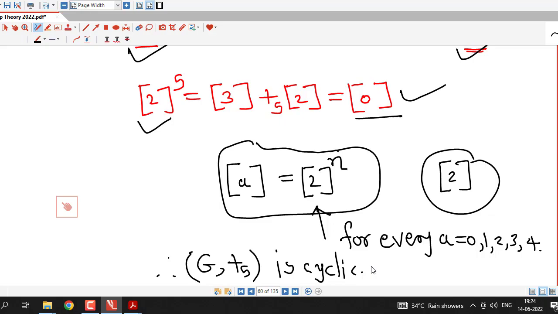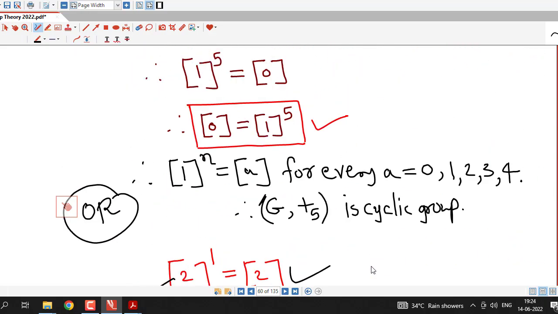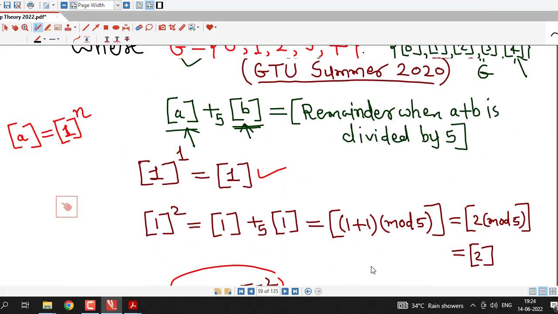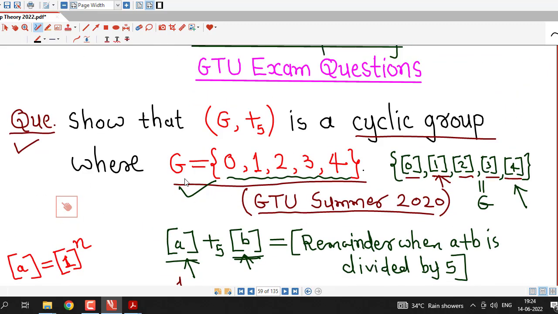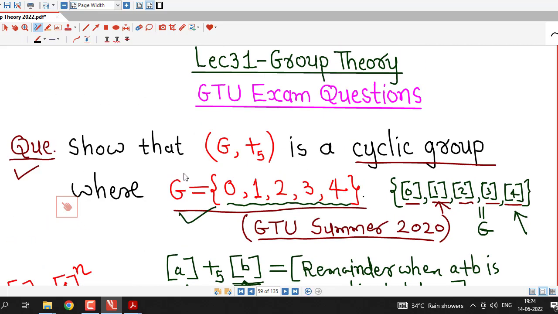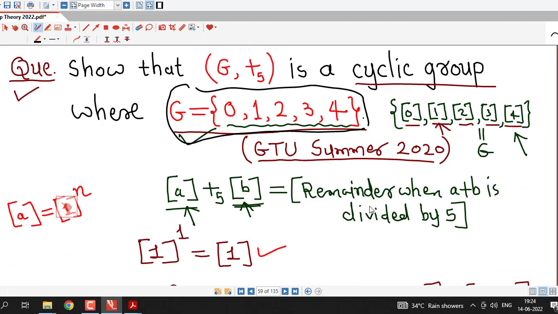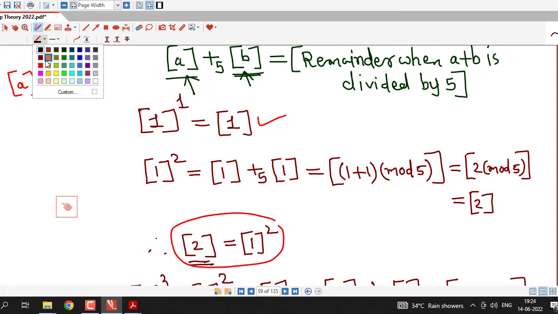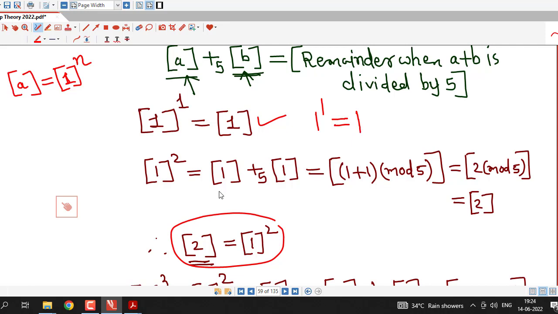So you have to show at least one generator. Your cyclic group may have more than one generator also, and here we observe that this is a cyclic group and it has 1 and 2 as generators. Now if they are using this type of notation 0, 1, 2, 3, 4, then you can simply write in this way also. That is also correct. 1 raised to 1 equals 1. You can write that 1 raised to 2 equals 1 addition modulo 5 1, that is 2.